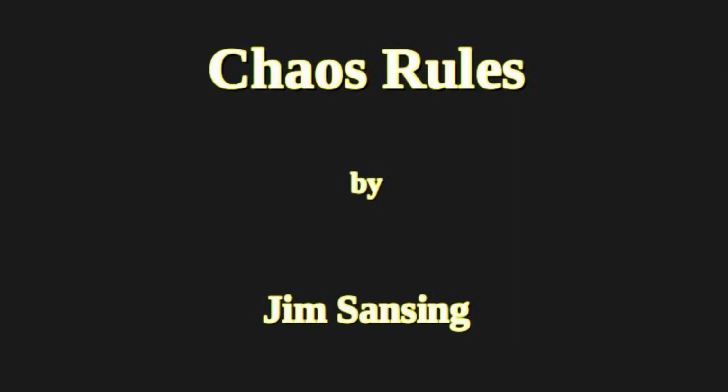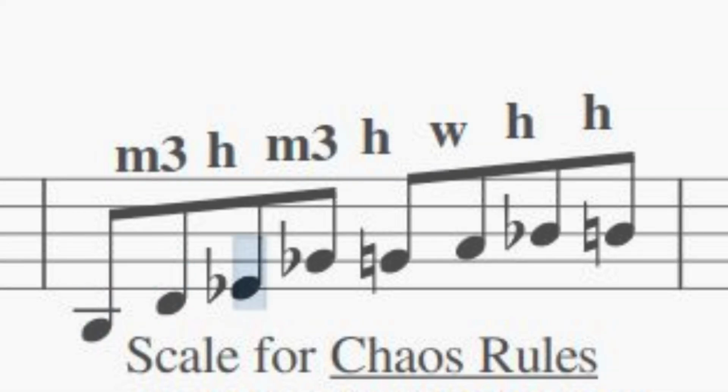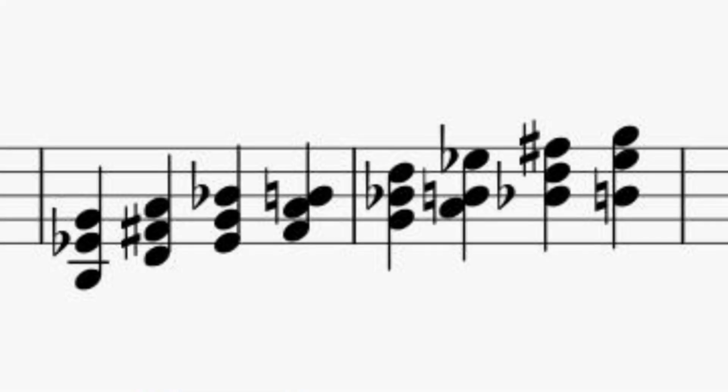Chaos Rules uses the scale pattern minor third, half step, minor third, half step, whole step, half step, half step. This is essentially a minor third and a half step, a minor third and a half step, and a minor third and a half step. However, that would only be 6 notes. So one of the minor thirds is split into a whole step and a half step. The diatonic chords sound minor or dissonant.